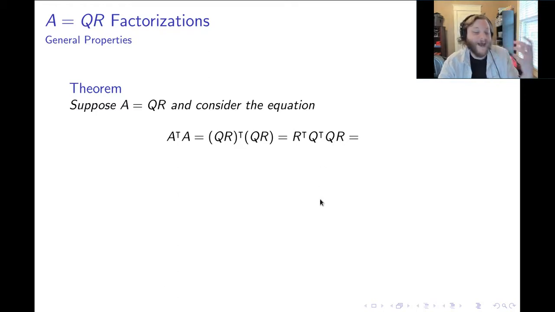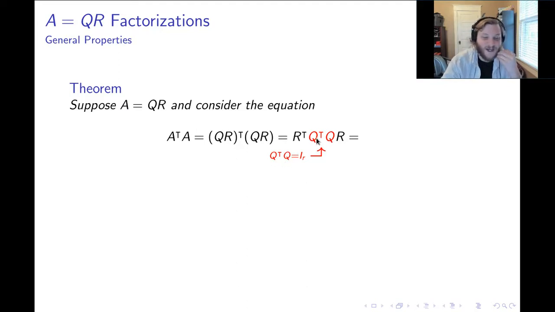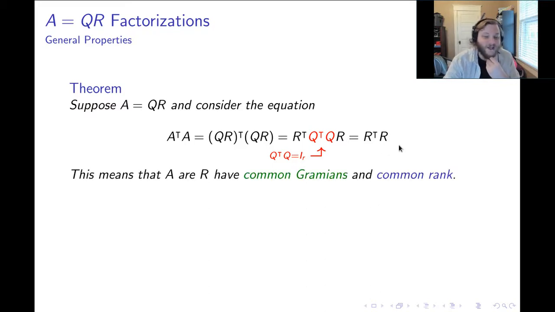And of course, the magic happens now. Now I see that in the middle of this calculation is Q transpose times Q, which has to be the identity matrix, because in a QR factorization, Q has orthonormal columns. So now that middle part of my calculation collapses to the identity, and what I'm left with is R transpose times R. So this calculation is telling me that in a QR factorization, A and R have to have the same gramian. I like to call that the common gramian property. So when A equals Q times R, the gramian of A is the same as the gramian of R.